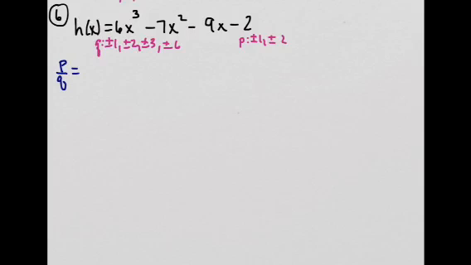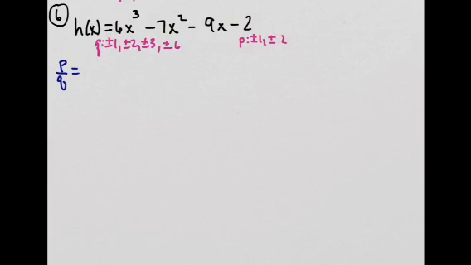Alright, so for number 6, I've listed the p factors and the q factors. For p, it's only plus or minus 1, plus or minus 2, because the constant is 2. For the q factors, it's 1, 2, 3, and 6, because the leading coefficient is 6. So now I'm going to take p over q. So remember, we take this number over this number, and this number over that same number. Actually we can do the 1 first over each one, and then the 2 over each one.